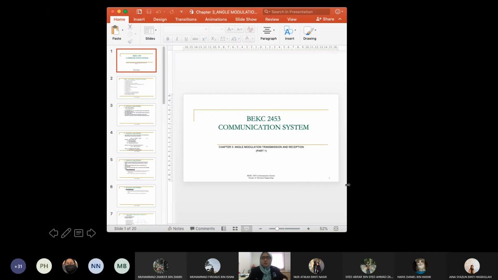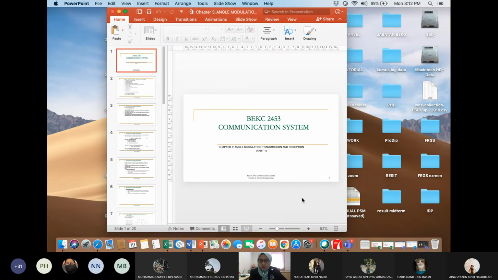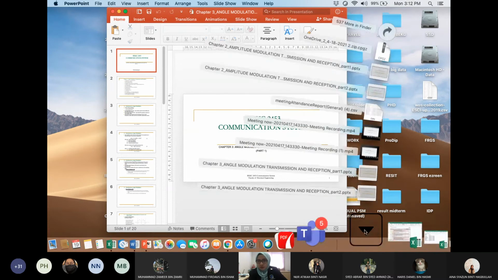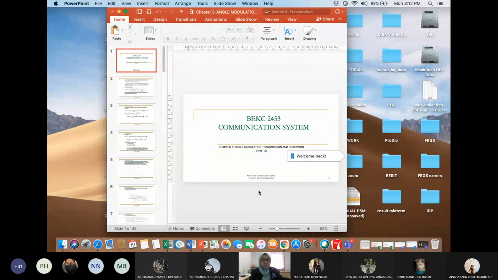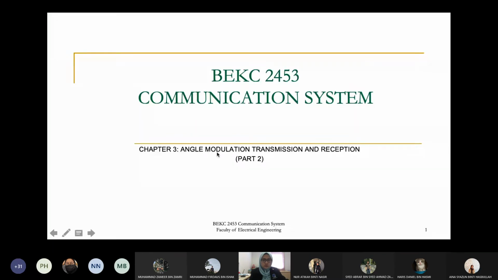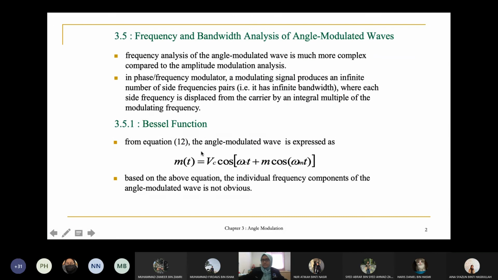The slide for chapter 3 part 2 I've already uploaded in ULearn. Okay, so just now we have learned up until the percent modulation. Now we will continue with the bandwidth: frequency and bandwidth analysis of angle modulated wave.